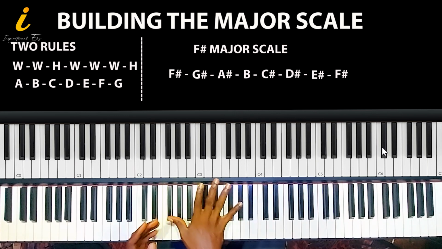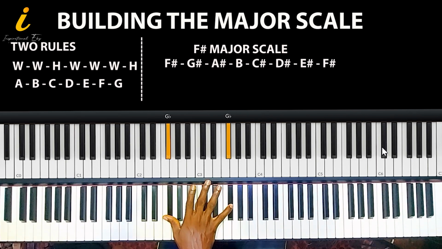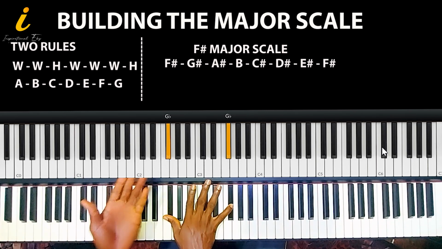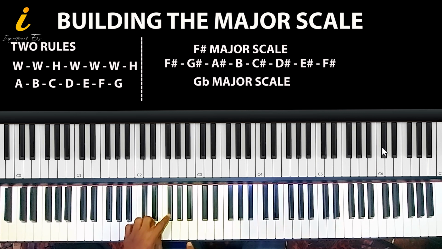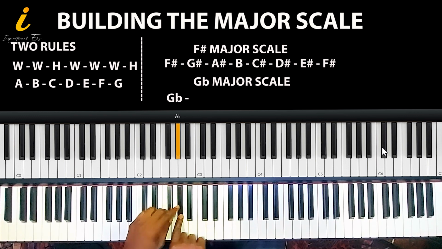So let's go back to this same sound here, and then we use what? G flat. Let's get the G flat major scale, right? So we start with G flat. The first interval is a whole step. After G is A. So we call this A flat. A flat, right?